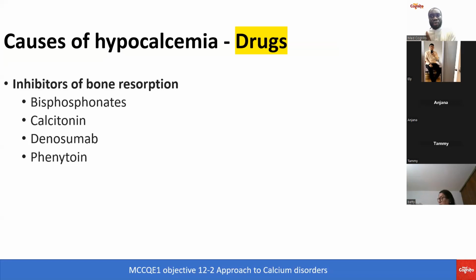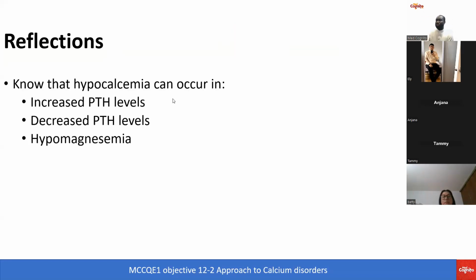These are drugs which can cause low calcium levels. Okay, now let's talk about the next thing. What I want you to reflect on, and I want you to know, is that you can have patients who have low calcium levels and high parathyroid levels, and you've learned the differentials today. You can also have patients who have low calcium levels and low parathyroid hormone levels. And you should also know the relationship between low calcium and low magnesium levels.